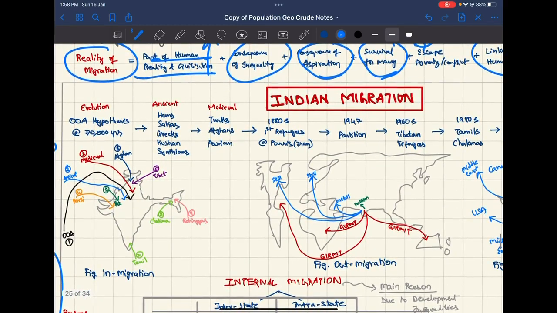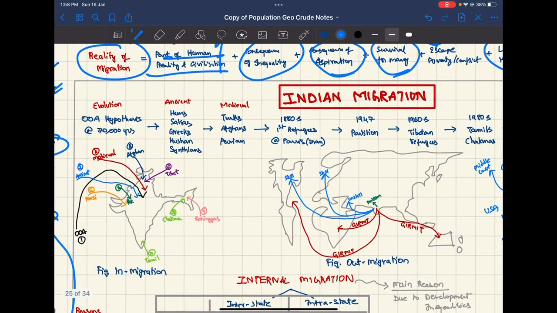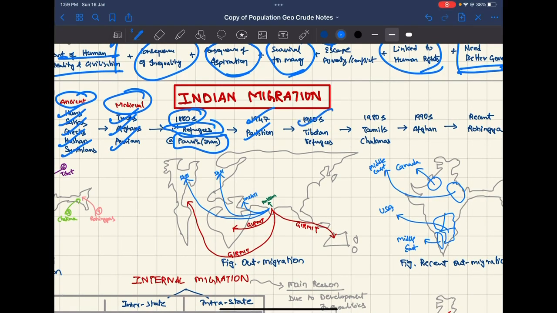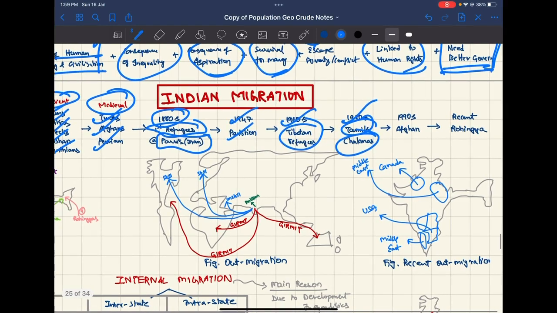Now, coming to Indian migration, initially man did not evolve in India. They came from Africa, as per a hypothesis. In ancient times, Huns, Sakas, Greeks, Kushans, and Scythians came. In medieval times, Turks, Afghans, and Persians came. In the 1880s, Parsis from Iran came. They are the first refugees. In 1947, partition happened and 10 million people moved. In the 1960s, Tibetan refugees came. In the 1980s, Tamils and Chakmas came. In the 1990s, Afghans came. Recently, Rohingyas are coming.